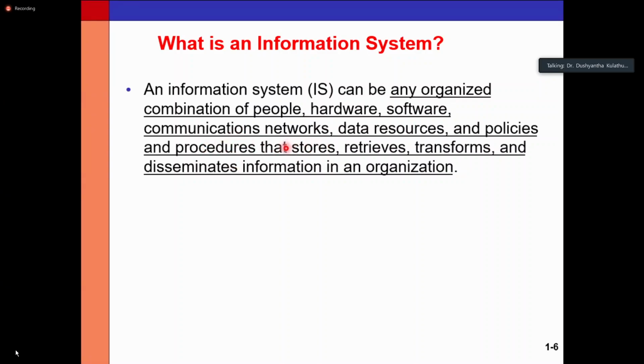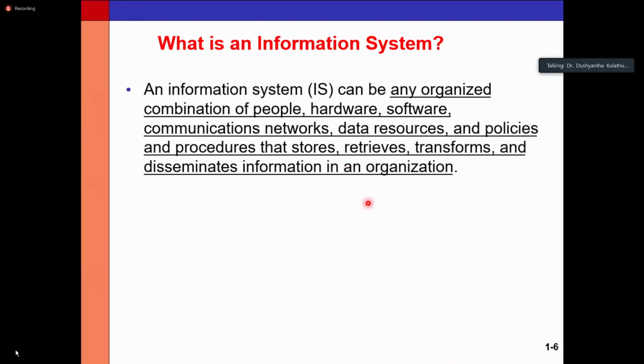So what are the objectives? We may want to store certain data for future use. We may want to retrieve certain data that has already been stored within the databases. And we may want to transform existing data into information. That may also be facilitated by information systems. And also we may want to disseminate information that we have generated among employees within the organization. So those are the objectives that we want to achieve by utilizing an information system, but there is no boundary defined here.